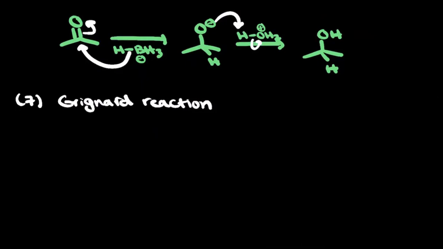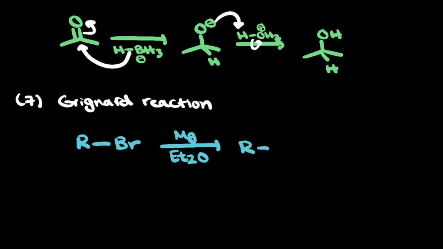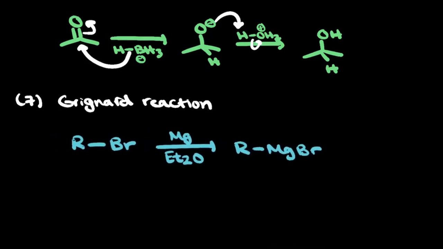Essentially, you're going to have an R group attached to a bromide, and then you're going to use magnesium and diethyl ether. The magnesium will actually insert itself in between the R group and the bromide. So that is a synthesis of your Grignard reagent. Nice and easy. You don't really have to know the mechanism for that.